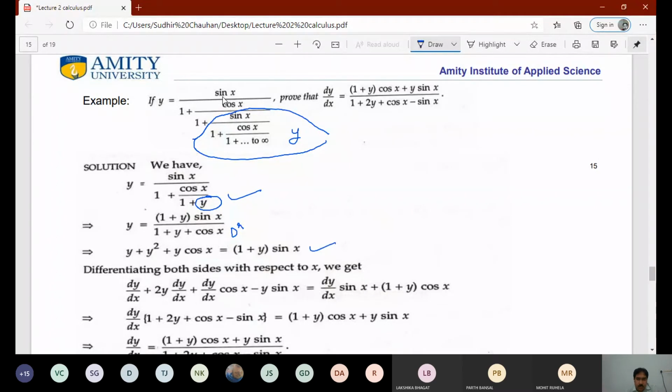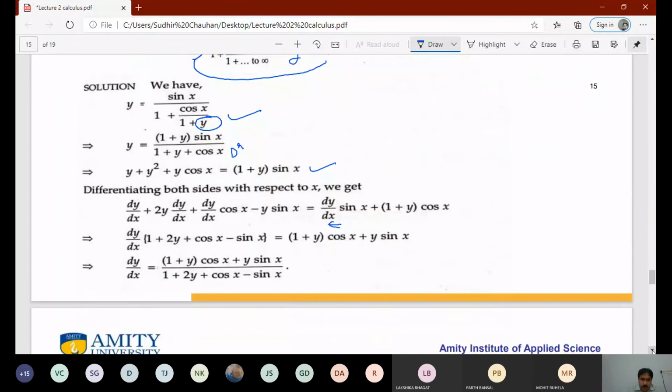Now we can differentiate on both the sides. So we get dy by dx plus 2y dy by dx plus dy by dx cos x and so on. Now we can shift dy by dx on one side, and then we can take common. So we get the required result, this is the answer.